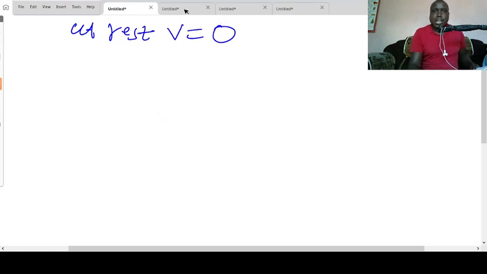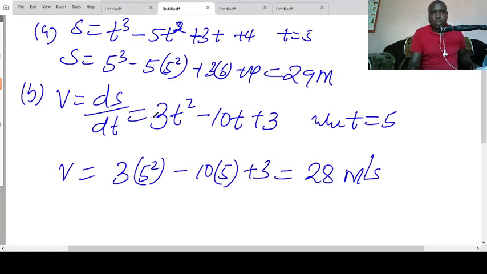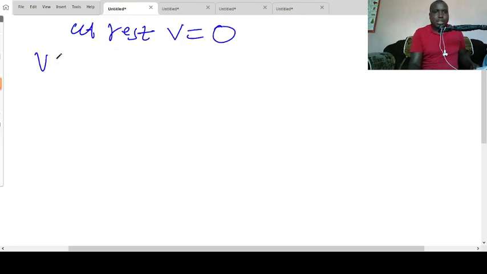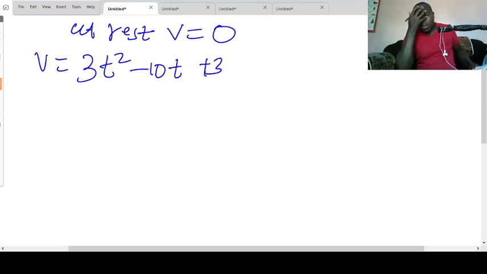Now you come here and look at our velocity. Our velocity was 3t square, so you copy that. So velocity is equal to 3t square minus 10t plus 3. So you need to equate this one to 0. What it means is that now you need to solve to find the time when that happens.